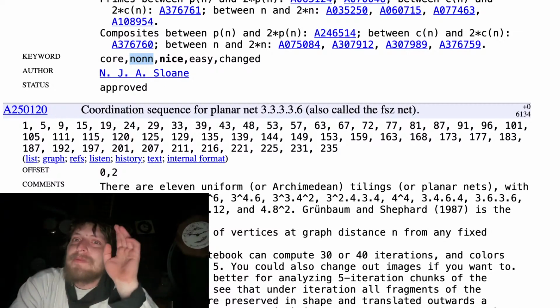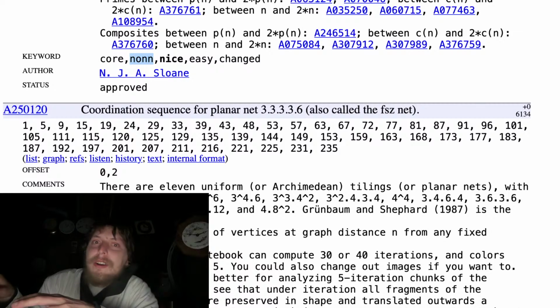And I even noted that in the sequences there is this one called the Thue-Morse sequence, or some people pronounce it 2E or 2A.